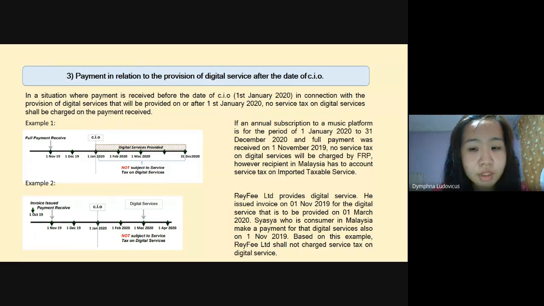The second example is Residing Limited issued an invoice on the 1st of November 2019 for the digital service that will be provided on the 1st of March 2020, which is next year. The consumer named Shasha made the payment also on the 1st of November 2019. So Shasha will not be charged with any service tax.